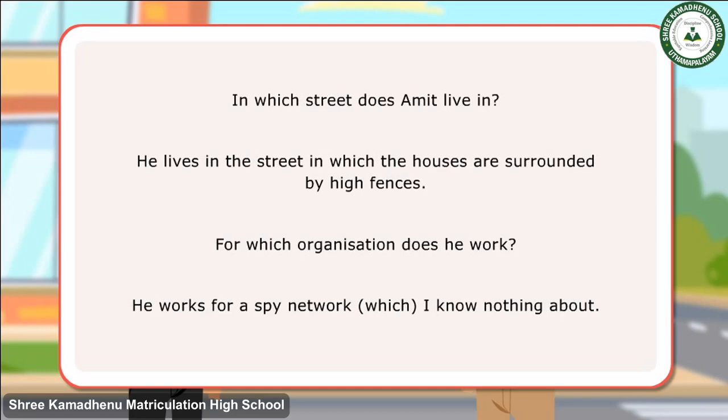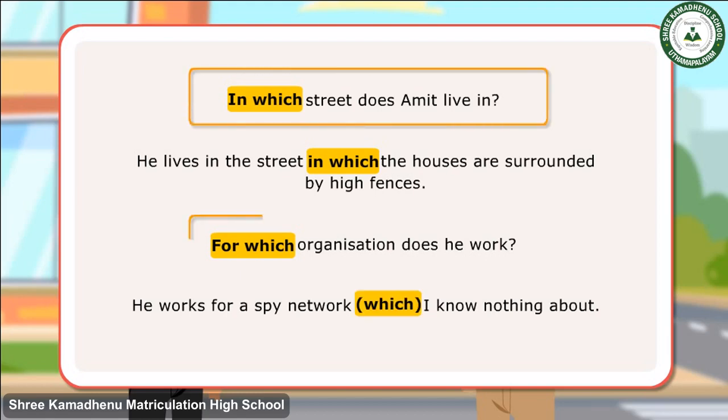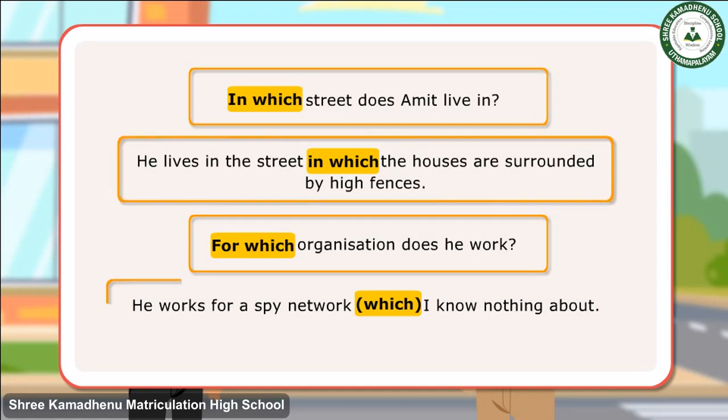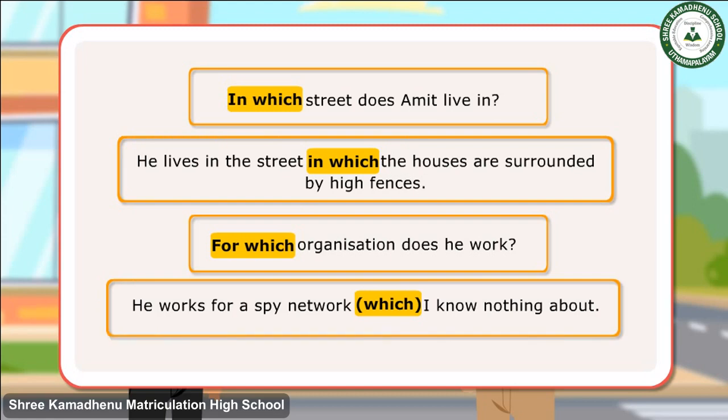Here are the example sentences. In which street does Amit live? He lives in the street in which the houses are surrounded by high fences. For which organization does he work? He works for a spy network, which I know nothing about. In the first and third sentence, while stating an interrogative question, the preposition is placed before the relative pronoun to sound more formal. In the second and last sentence, the relative clause is introduced by a preposition before the relative pronoun, retaining its original meaning.